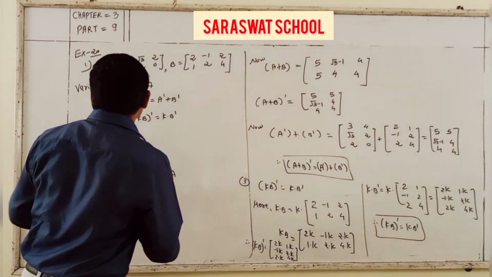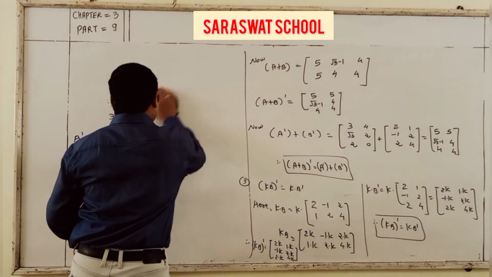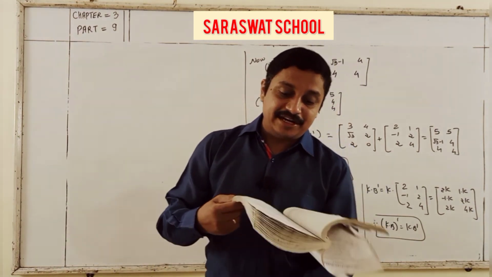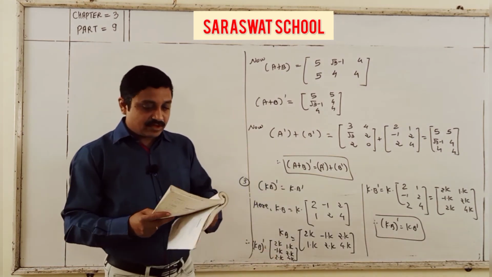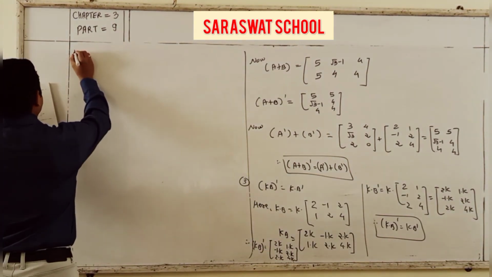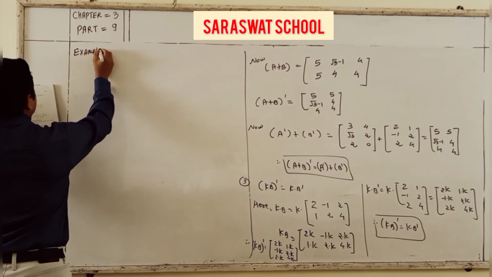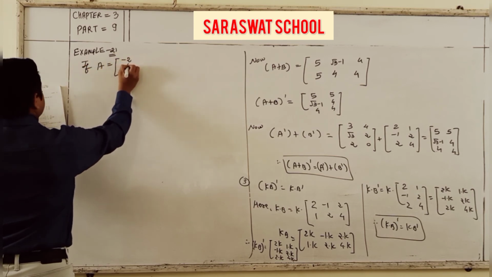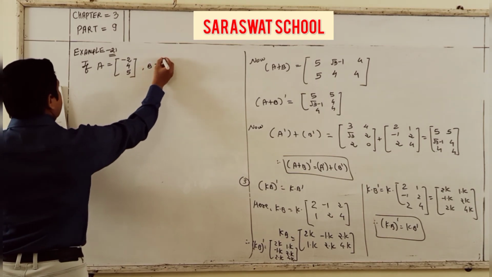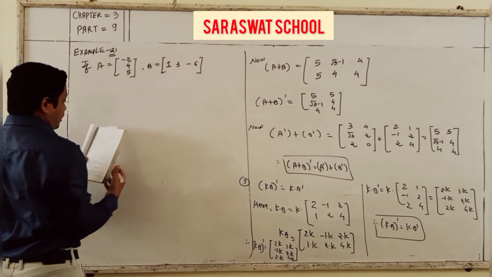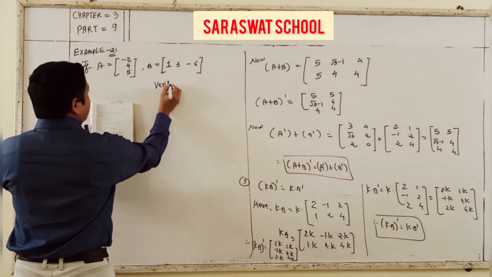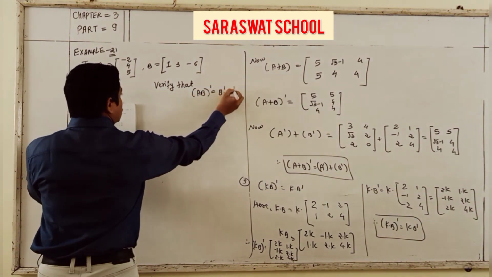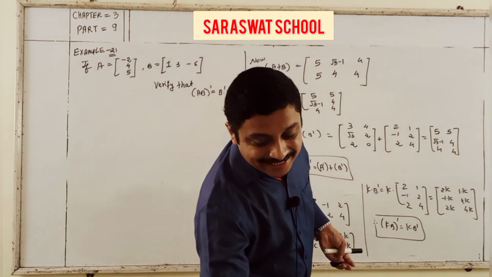Now continue with examples, students. Example 21, also exam-related important questions. Verify the result. Example 21. If A is minus 2, 4, 5 and B is 1, 3, minus 6, verify that (AB) dash is B dash into A dash. Very quickly, I just defined that.